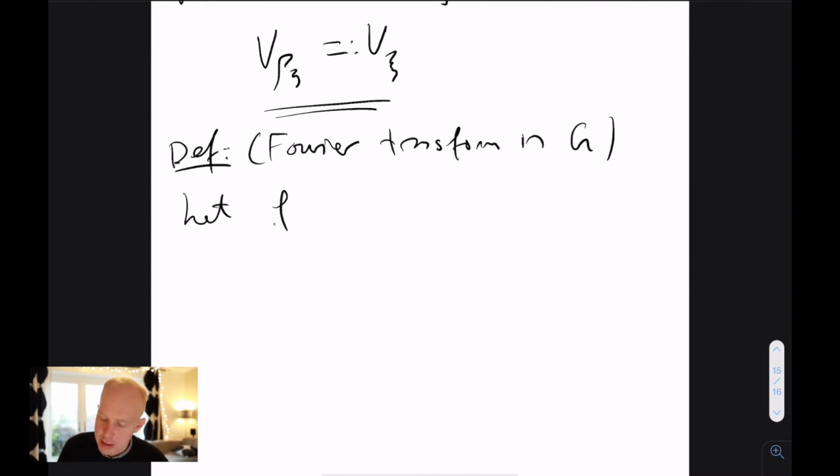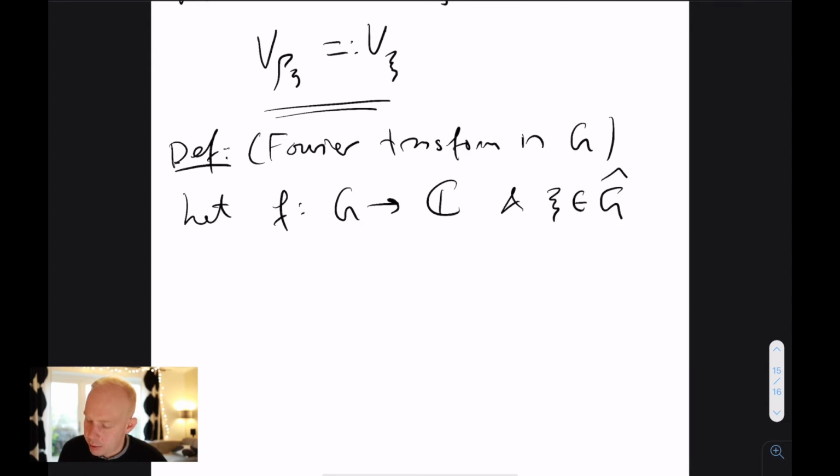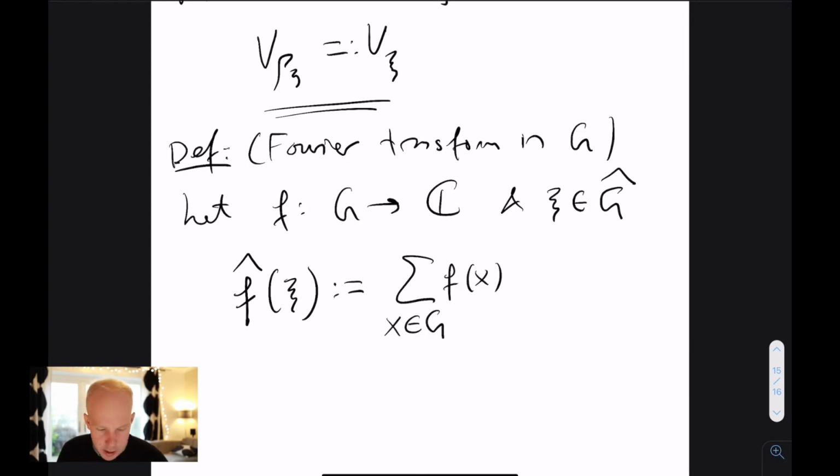The definition is the following. Let the function g, as usual, be some complex valued function, and take a xi in this dual group, so it corresponds to one of the classes. So this corresponds basically to one representation. Then we define the Fourier transform at this dual group element xi to be equal to this sum, where we take the weights as these complex numbers, and then we take the representation rho a.